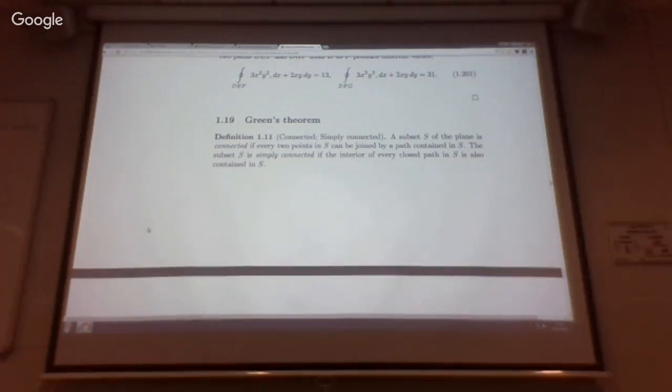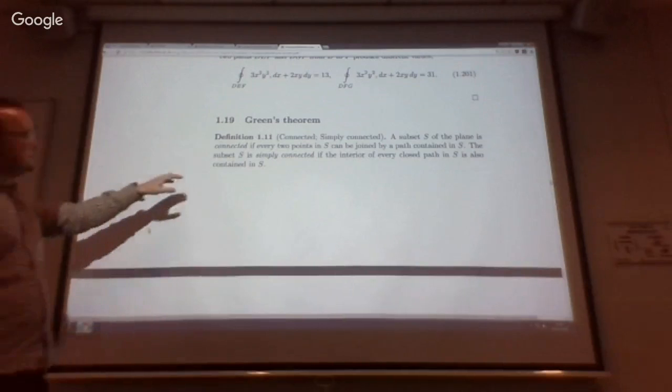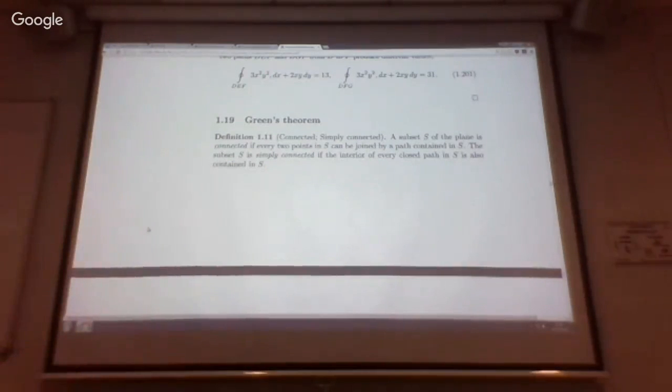So this would still be a path-connected region, but we want to exclude it from our statement of Green's theorem. And the way we do it is that this is an example of what's known as a region which is not simply connected. It is connected, but it's not simply connected. So a subset is called simply connected if the interior of every closed path in S is also contained in S. So if this is my region S that I'm referring to, there is a closed path here.